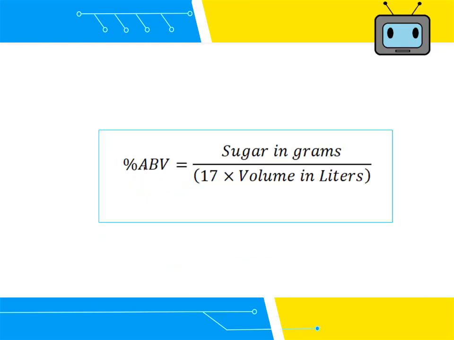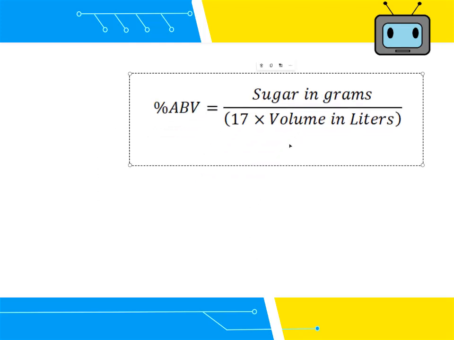So this is our ABV formula. So ABV is in percent. We have sugar in grams, and we have our volume in liters on the bottom, and that's going to be multiplied by 17, which is a constant.